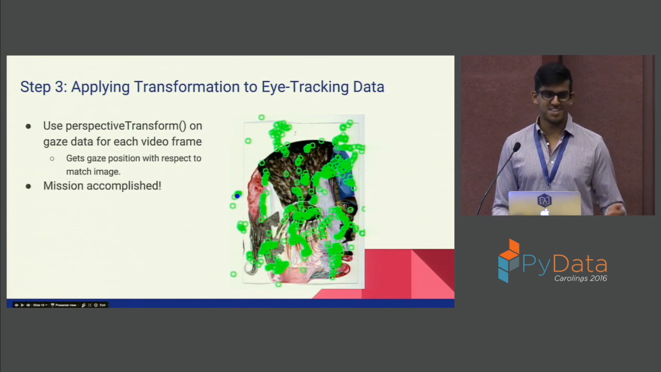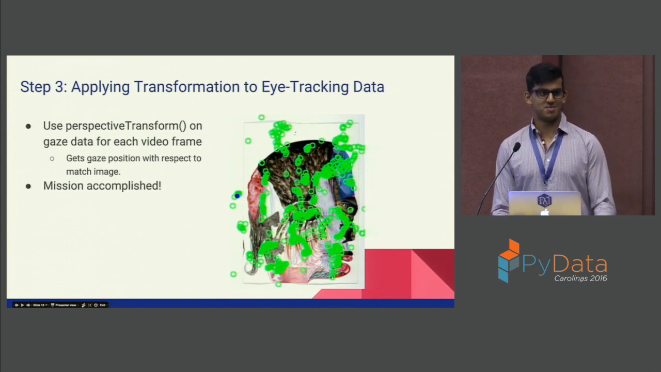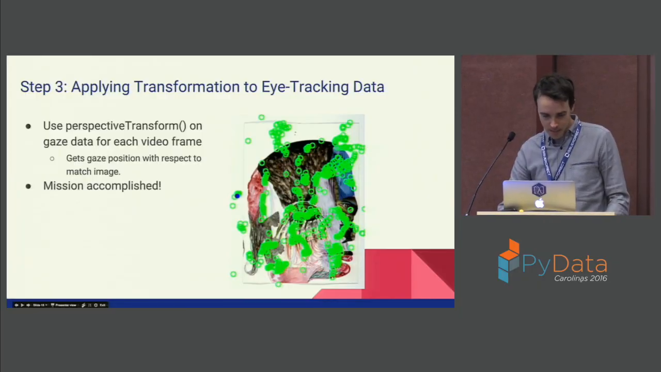And now Jeff is going to come up and talk about some of the extensions that he's been working on. Excellent. Yeah. So now we have the ability to map these gaze locations from the video reference frame to a static reference image, and this allows us to start doing some more traditional eye tracking analyses.